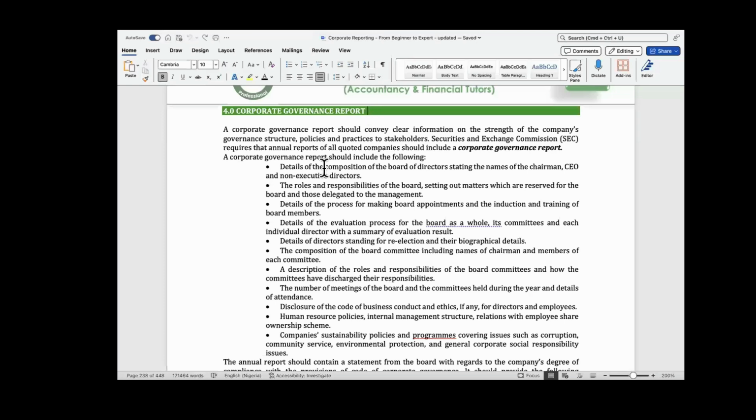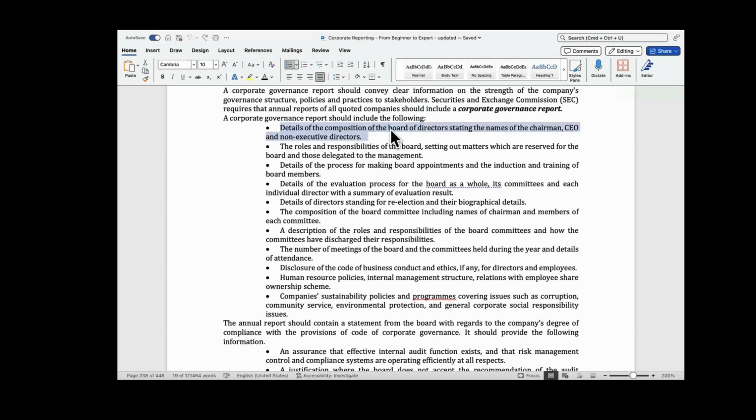The content includes details of the composition of the board members, the board of directors. What's the composition? You tell us the non-exec, the exec, and all of that.